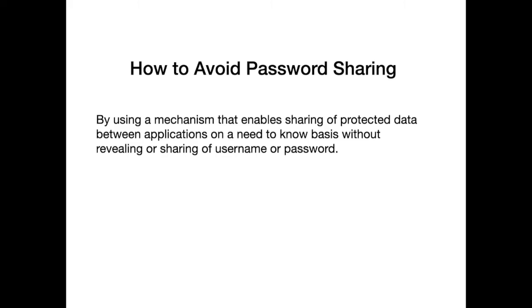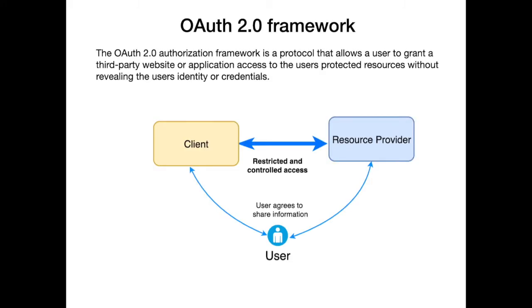So that brings up the question of how to avoid password sharing. Password sharing can be avoided by using a mechanism that enables sharing of protected data between applications on a need-to-know basis without revealing or sharing the username or password. It's here that the OAuth 2.0 framework comes into the picture.